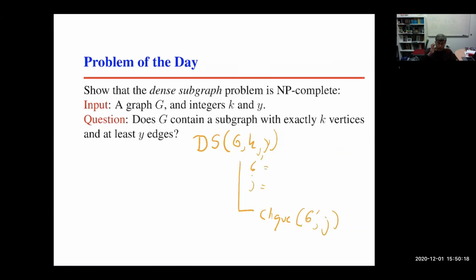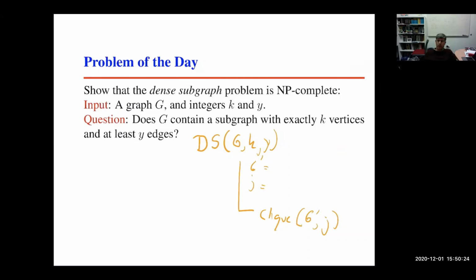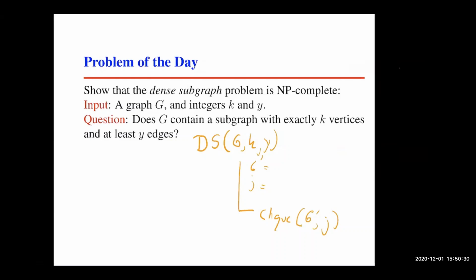That's one way to put this down. Does this do what we want? Let's take a deep breath. Does this do anything that it wants? I don't think it does, because all we know now is we can solve densest subgraph slow using clique.